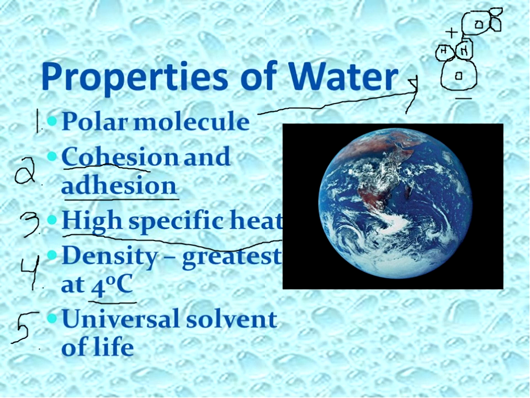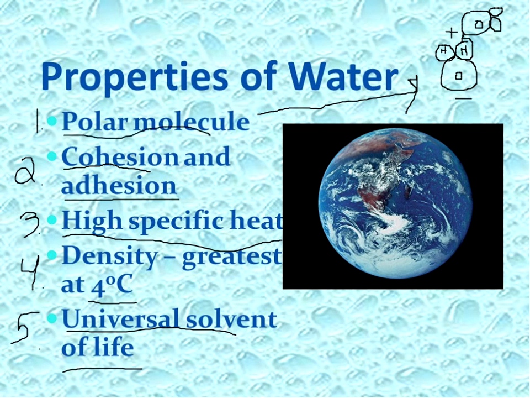And last but not least, it's the universal solvent of life, which just means it dissolves lots of things. Remember how it's partially positive and partially negative? Well, because of that, it can dissolve things like salts and sugars and minerals, so it's the universal solvent of life as well. So definitely know what these words mean and how to explain them, just like I did, in your own words without reading from any notes.